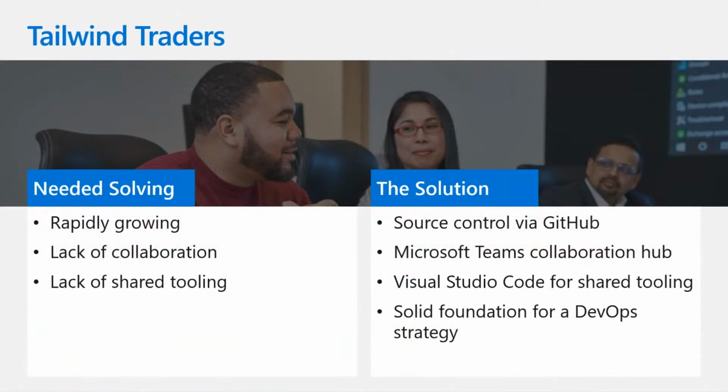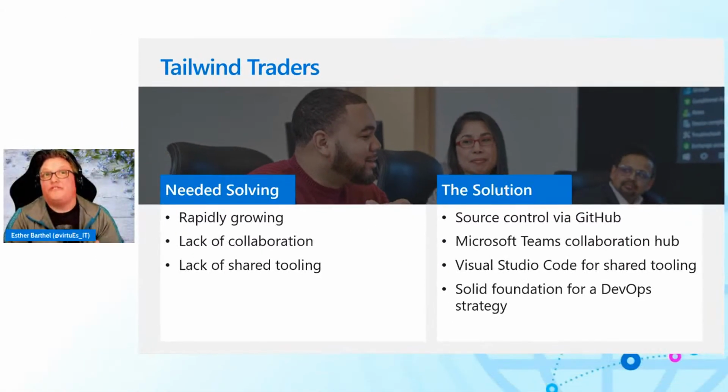So getting back to Tailwind Traders, what I said in the beginning is that they had a couple of needs that they wanted to solve, like they're rapidly growing, lack of collaboration, and a lack of shared tooling. So I hope that with the solutions that we just showed in this presentation, like the source control via GitHub, Microsoft Teams as a collaboration hub, using Visual Studio Code and the live share option to have a shared tooling platform, definitely gave them a solid foundation for their DevOps strategy and better collaboration.